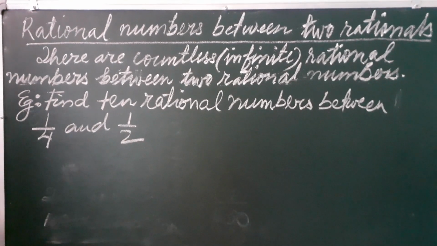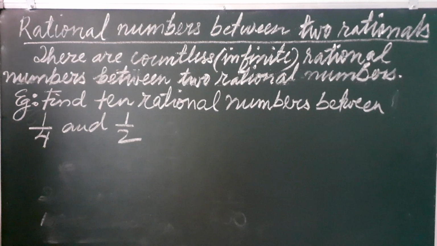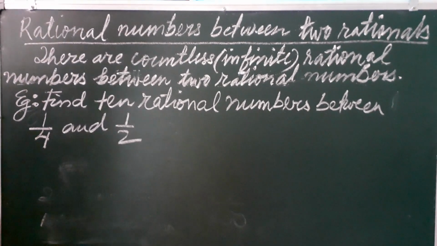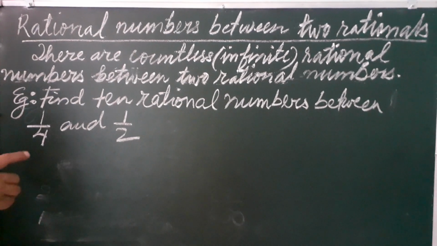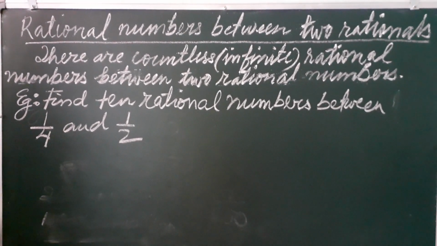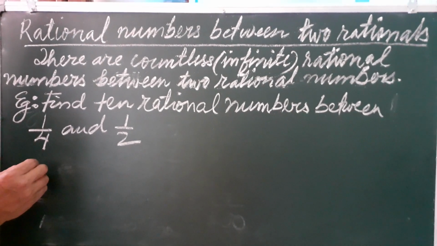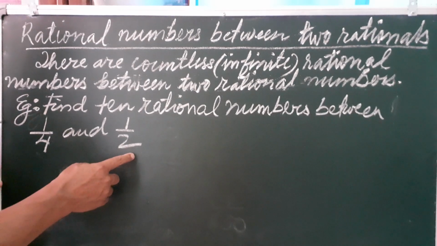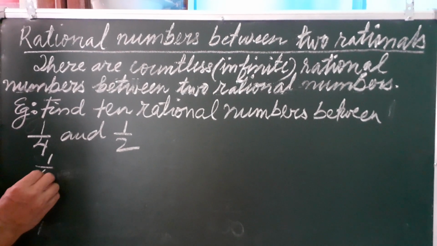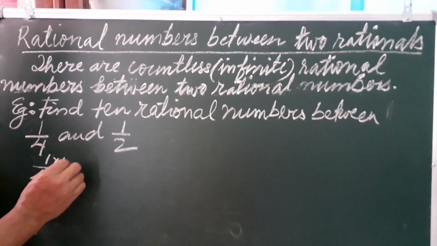To find the rational numbers between 1 by 4 and 1 by 2, convert them into like rational numbers. Like rational numbers means the denominators will be the same. For 1 by 4, the LCM of 2 and 4 is 4. So for 1 by 4, you multiply the numerator and denominator by 1.